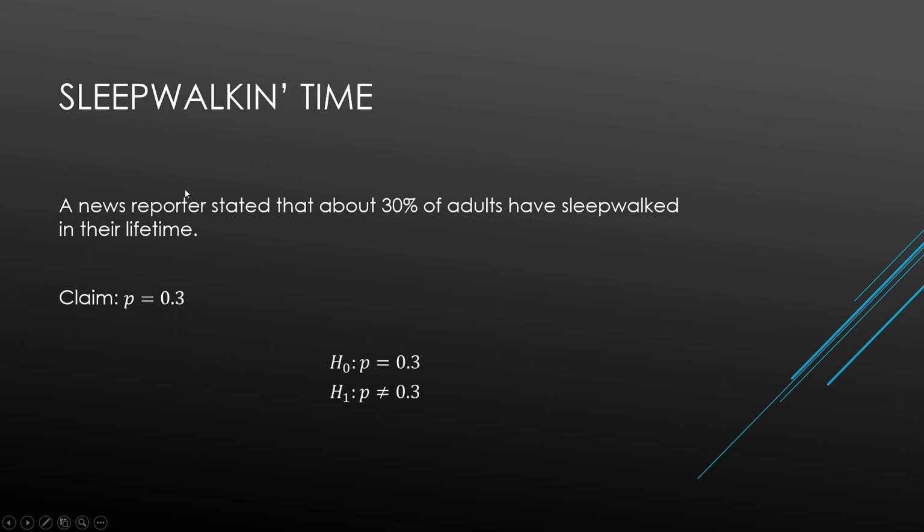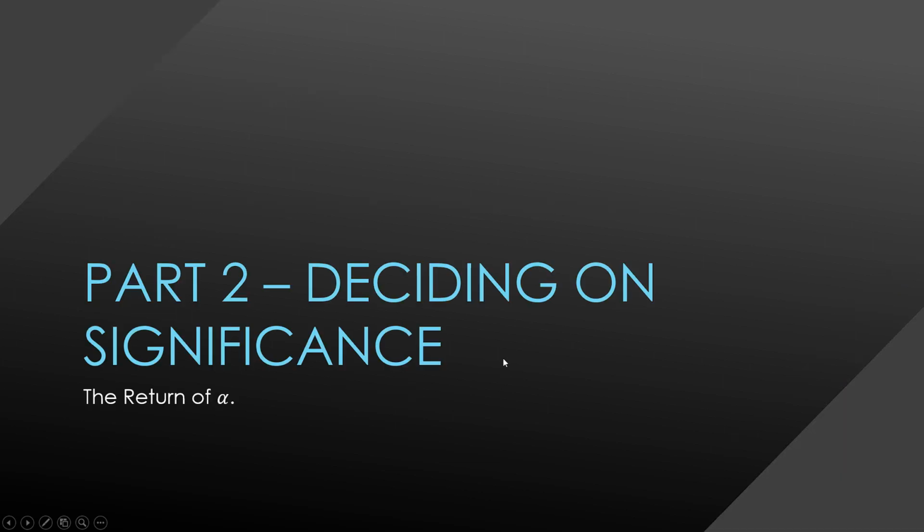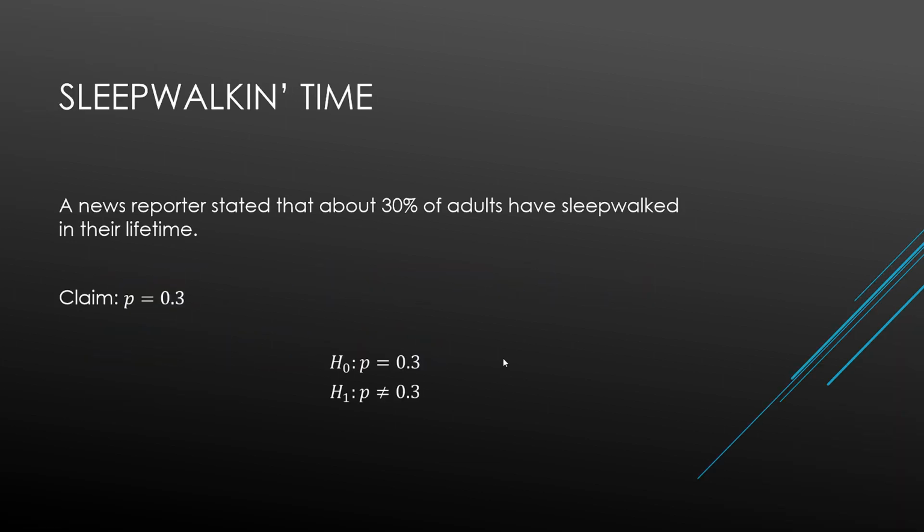Had the claim said at least 30%, then we would still have the same null hypothesis, but now our alternate would be p greater than 0.3. But that's not what was said, so it's p not equal to. And hey, we've got a working hypothesis now. We know how to do that.